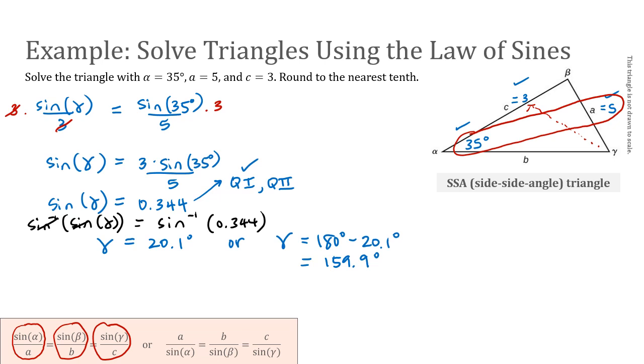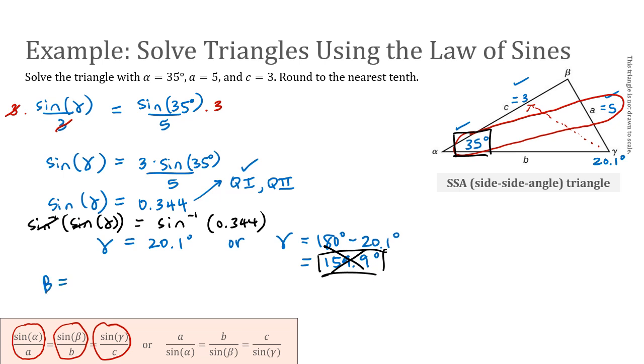If gamma was 160 degrees, and I add that to the angle that was given, 160 degrees plus 35 degrees, that's 195 degrees. That's too big. Although it is a solution to the equation, it's not going to fit in this triangle. So we can cross that out. All right, so let me mark in what we know. We know that gamma is 20.1 degrees. Okay, so now I could find beta, couldn't I?